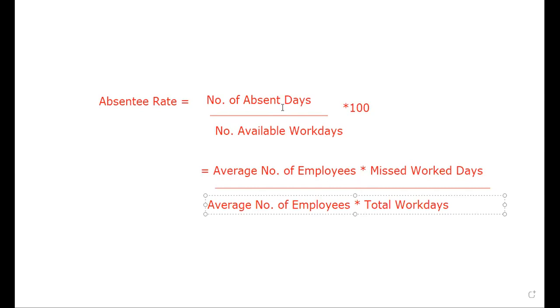Number of absent days, 1,700. The number of available work days, total, is the number of employees times the 243 days, and then you multiply that by 100. That will give us the absentee rate. What is the figure? 0.69, which is equivalent to, or it's around, 1. So I believe that all of us are getting that. It's quite a negligible value and has not got any problem.